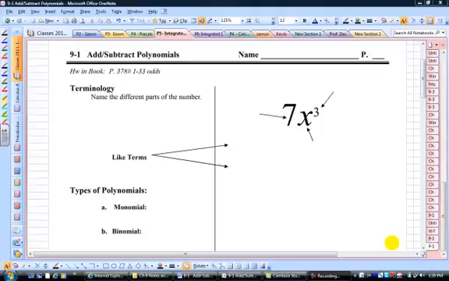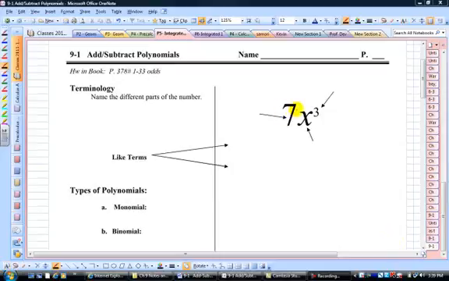Hello everybody, this is Mr. Ainsworth. We're going to get into section 9.1 here in integrated. We're going to talk about how to add and subtract polynomials, combine like terms. We're going to talk about standard form of a polynomial and what's called descending order and all that. First though, let's go over some terminology about the different parts of a number and about a monomial.